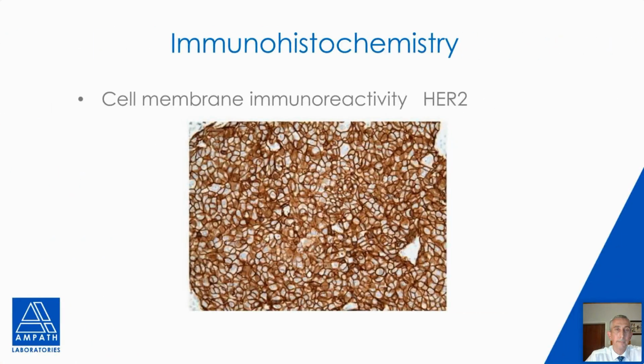Right, as I said, immunohistochemical stains label certain parts of the cell. Here is an example of cell membrane immunoreactivity for HER2. This is a case of duct carcinoma of the breast. And one can see distinct cell membrane staining. When a breast cancer expresses HER2 immunohistochemically, and this is often confirmed with in situ hybridization, the oncologist can treat the patient with Herceptin.